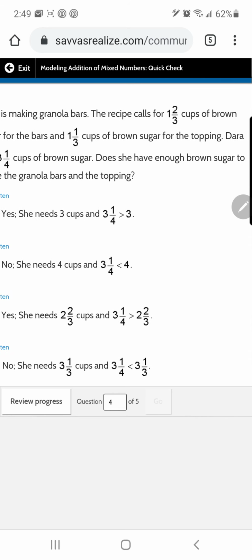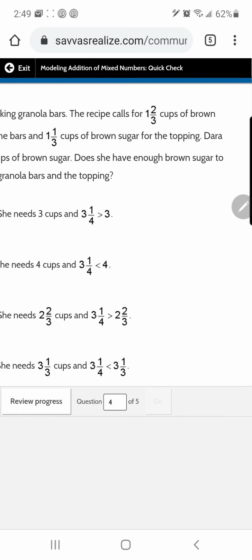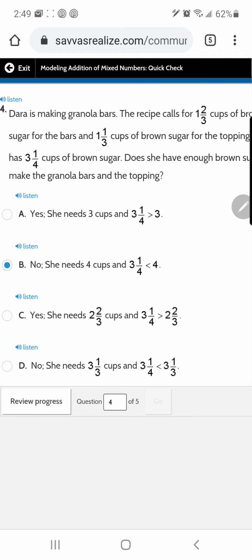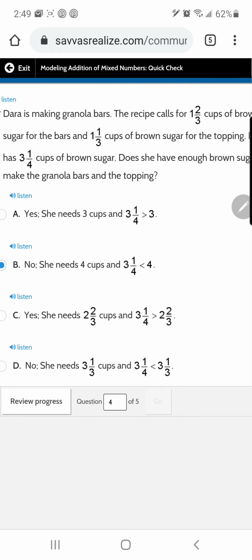Well, let's pretend that these are not mixed numbers. Let's just say that she needs 1 cup of brown sugar for the bars and 1 cup of brown sugar for the topping, and that she only has 3 cups. Does she have enough? Well, remember, she has a total of 3 cups of sugar. She needs 1 cup to make the topping and 1 cup for the bars.